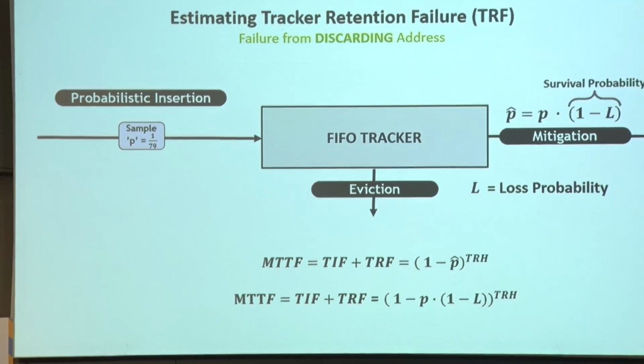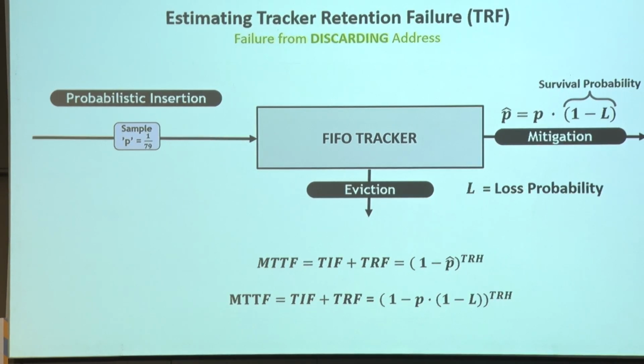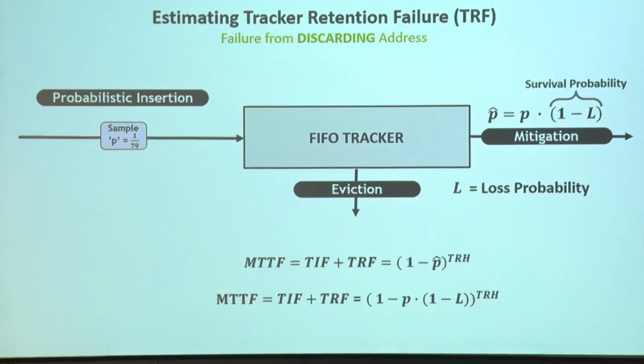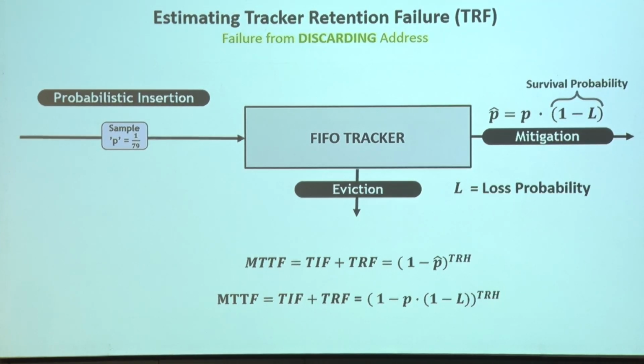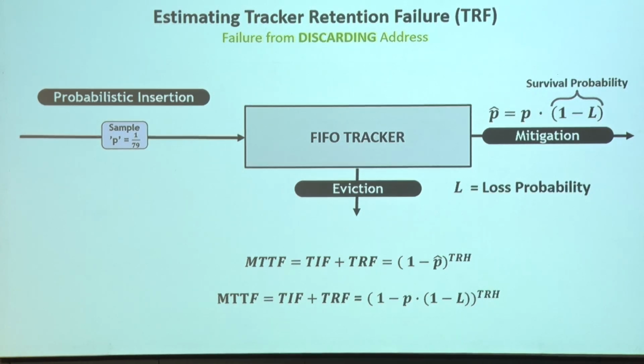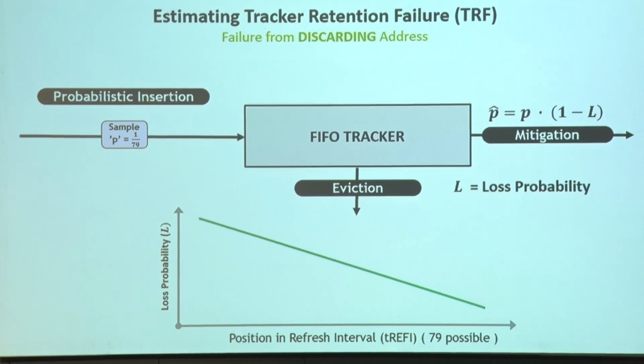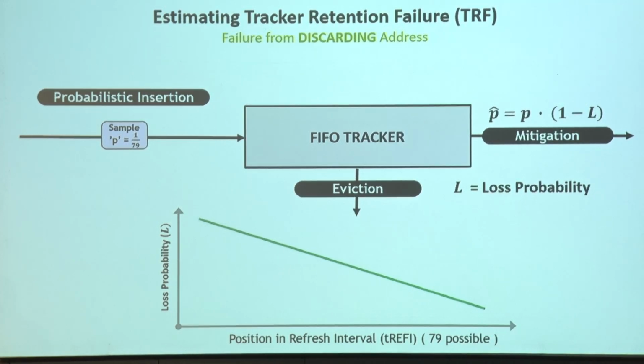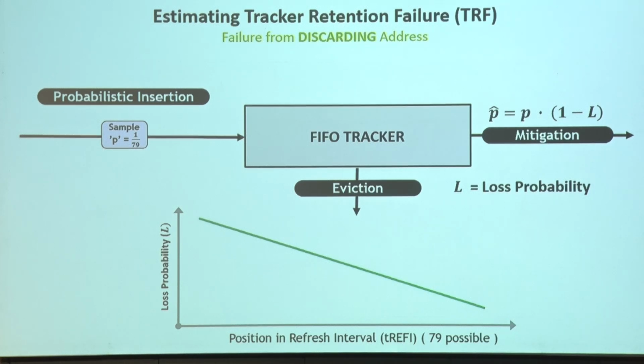Using the same way that we computed the failure rate for the tracker, it would now be (1 minus P hat) raised to TRH. So this formula is now dependent on the loss probability. How do you go about computing the loss probability of the tracker? It turns out that the loss probability is dependent on the position of an aggressor row within the refresh interval. There are 79 possible positions within the refresh interval.